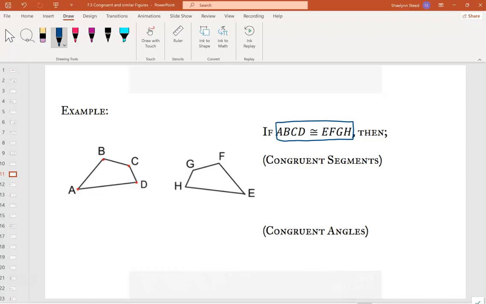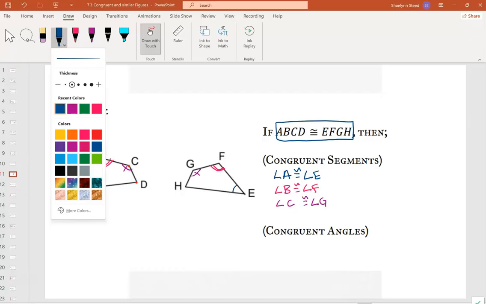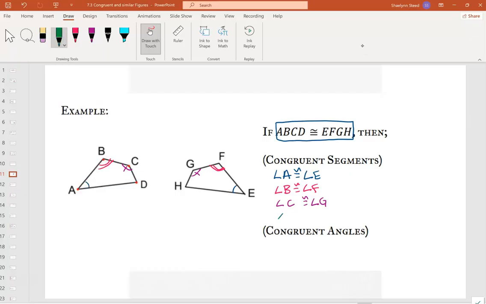So if A and E are in the same spot, I can say that angle A is congruent to angle E, which if you look here, that looks to be correct. We can also say that angle B is congruent to angle F, which looking at the figure up here, looks to be correct. Angle C is going to be congruent to angle G, which again, if you look over here, appears to be correct. And last but not least, we've got angle D is going to be congruent to angle H.